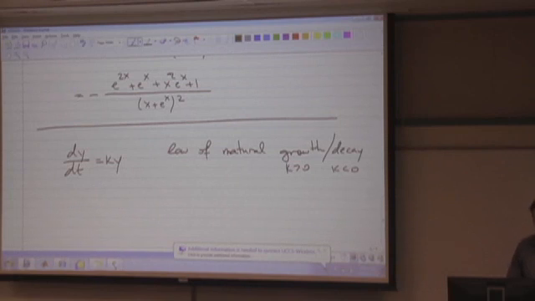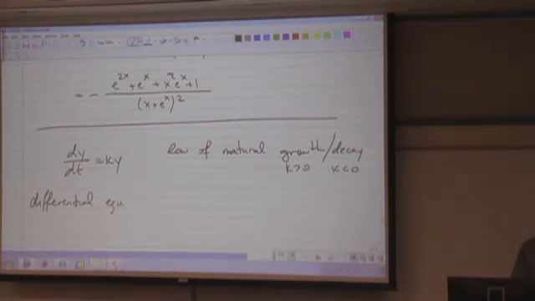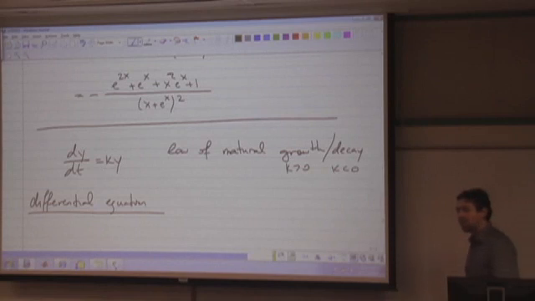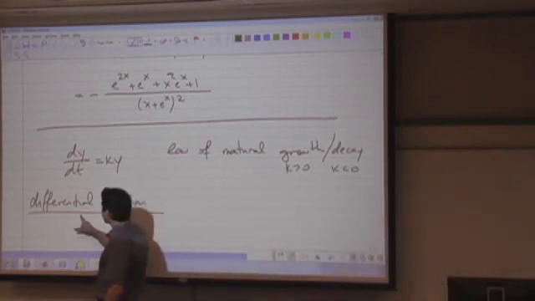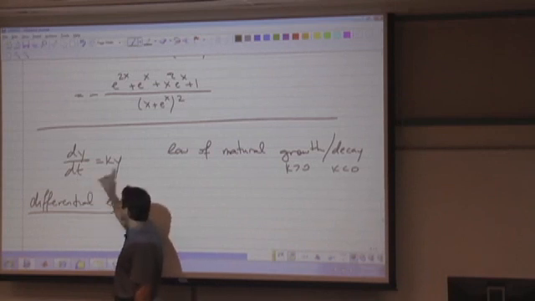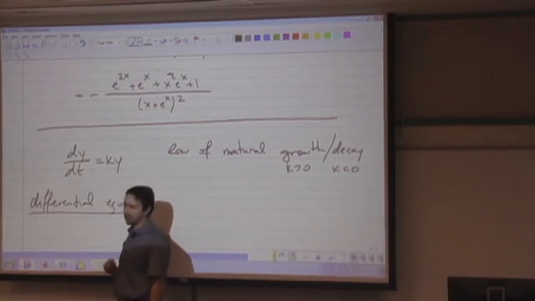So how would we solve something like this? Wait, what are we solving? By the way, this is called the differential equation. And why is it called a differential equation? Well, remember, differential just means the derivative, right? It's a differential equation because it's an equation involving your function y and its derivative.